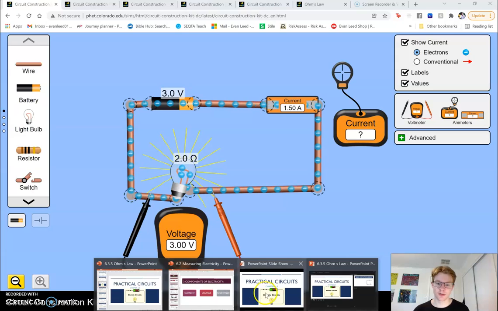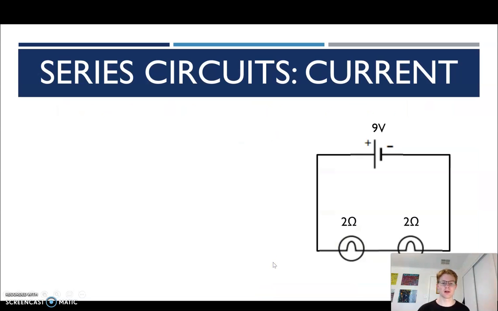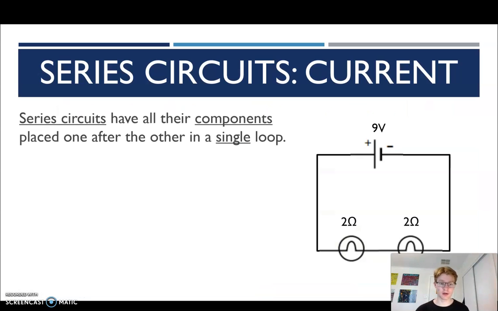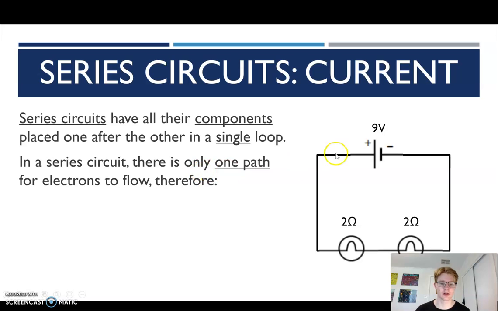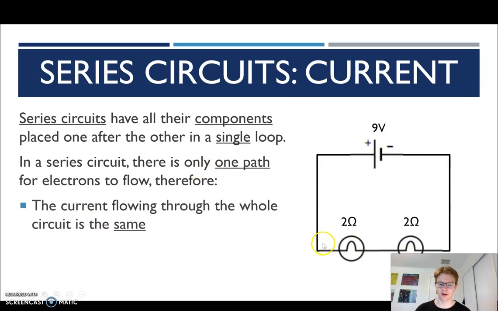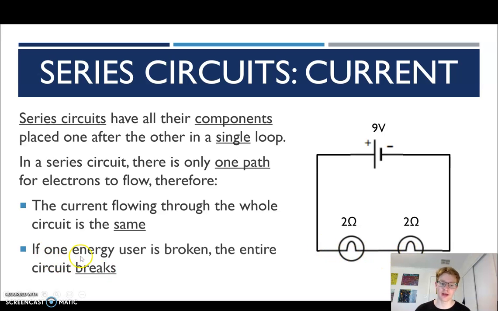Now back to the topic of series and parallel circuits. So series circuits, this is where, like I said, the components are placed one after the other in a single loop. In a single circuit, there's only one path for the electrons to flow. Therefore, the current stays the same the whole way through the circuit, and if one of the energy users is broken, the entire circuit breaks.